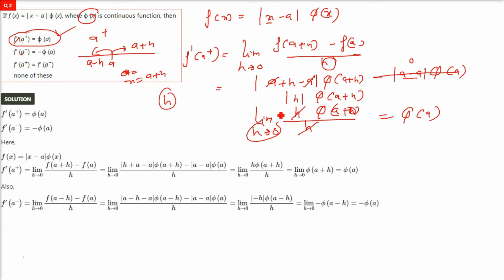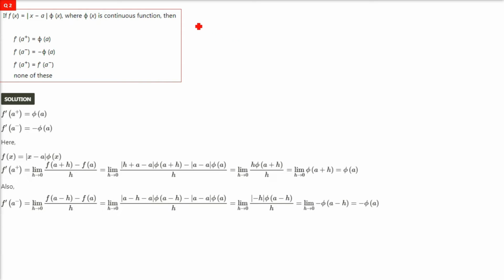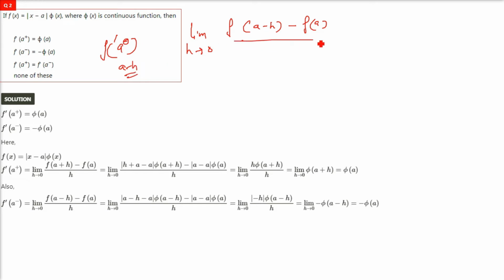We have to check the others also. For example, f dash a minus we are going to find out. For a minus, wherever x is there, just put a minus h. So limit h tends to 0, f(a minus h) minus f(a), divided by h. So a minus is simply a minus h, where h is a very small positive value which is subtracted from a, and divided by h. This is the first principle.